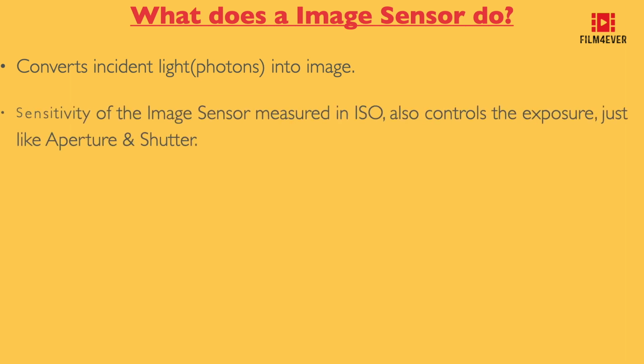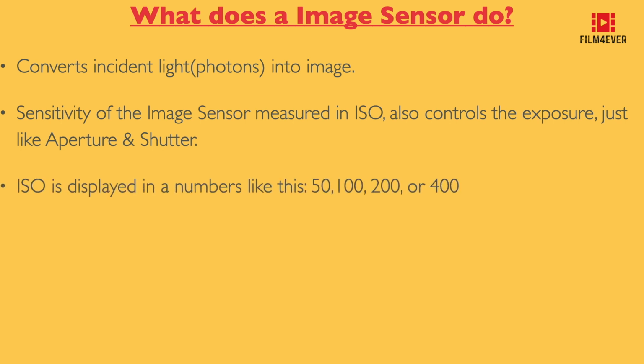What does an image sensor do? The image sensor converts incident light, which are photons, into an image. The sensitivity of the image sensor is measured in ISO. It also controls the exposure, just like your aperture and shutter. ISO is displayed in numbers like 50, 100, 200 and 400 on your phone or even the camera. Think of ISO as an internal knob to control the light.